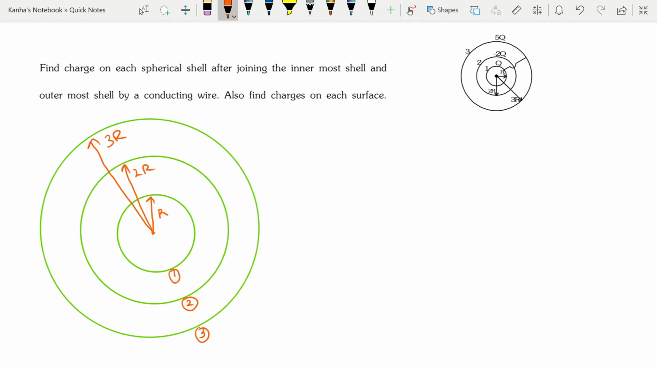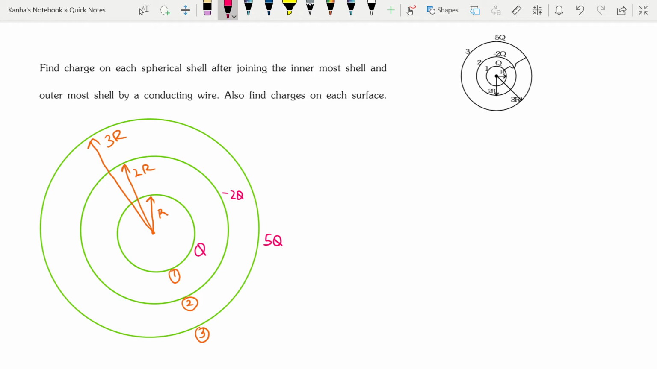Now let's first look at the charges that are given to you. So I'll mark these charges. It's given that the inner shell has a charge q, the middle shell has a charge minus 2q, and the outer shell has a charge 5q.